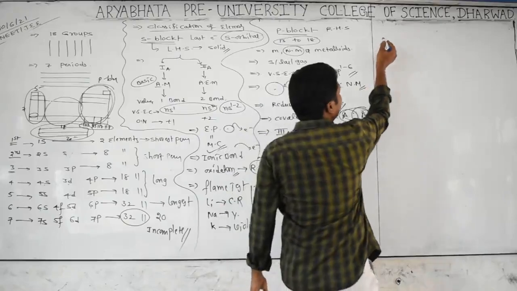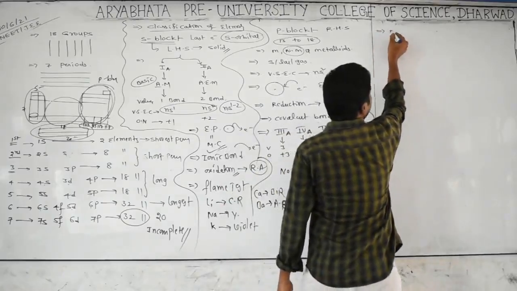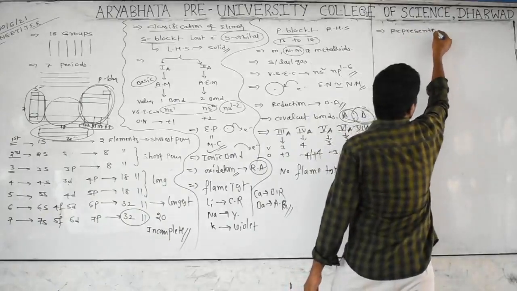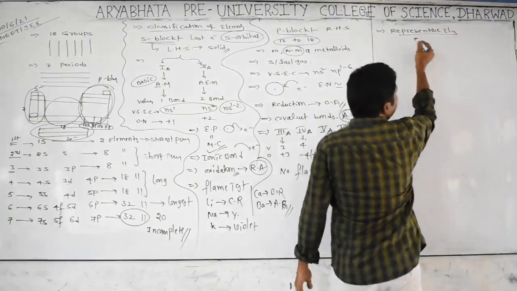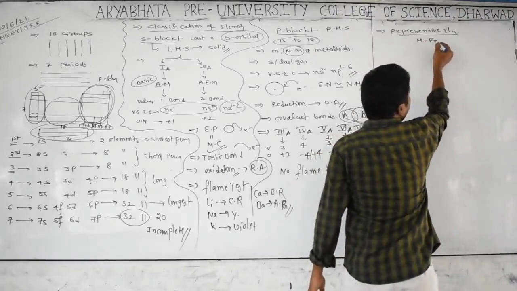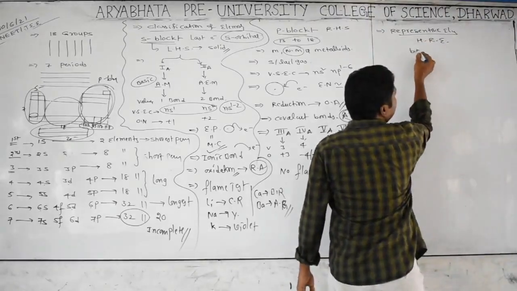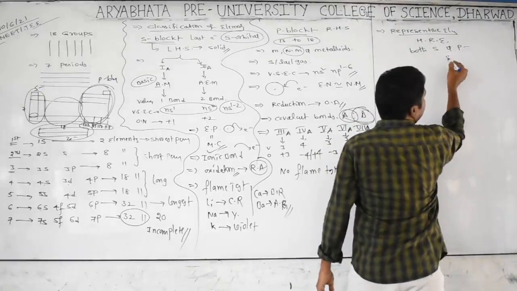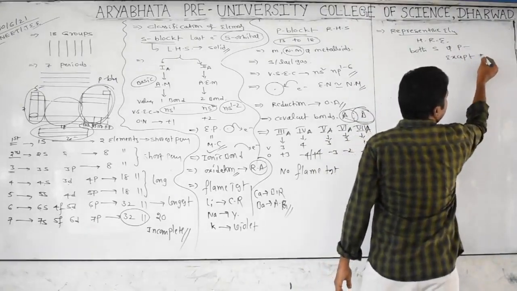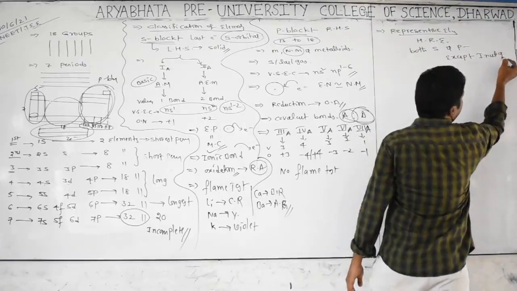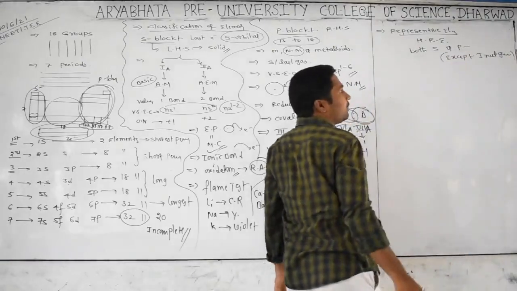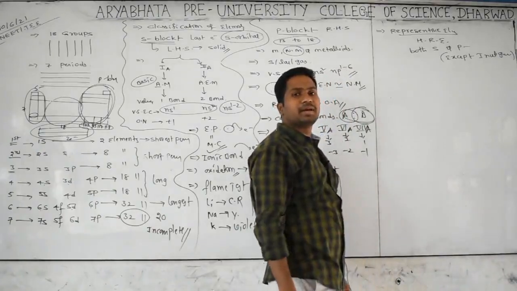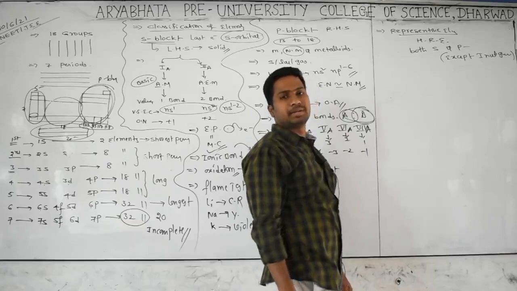Now some important things: representative elements. Representative elements means highly reactive elements. Both S block elements as well as P block elements, but except inert gases. So both S block and P block elements are highly reactive elements. That's why we call them representative elements, but except inert gases.